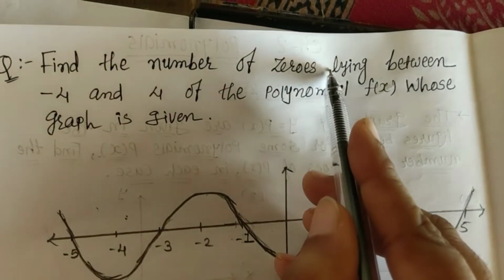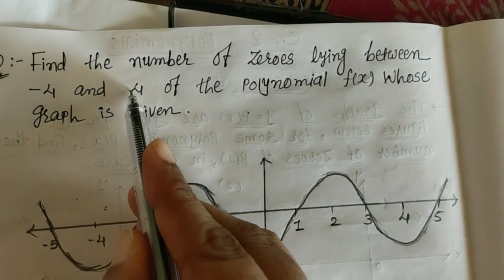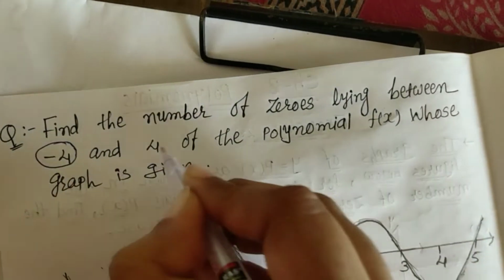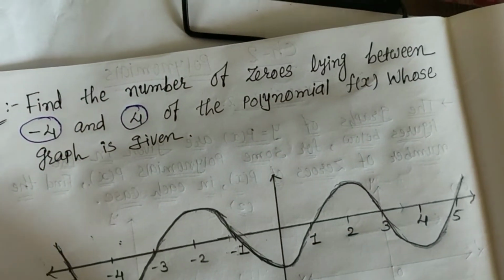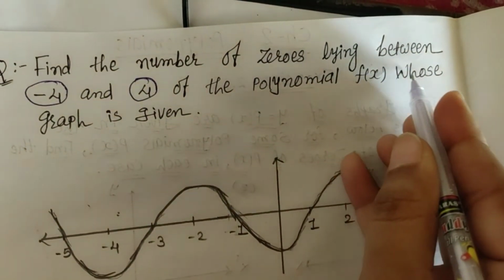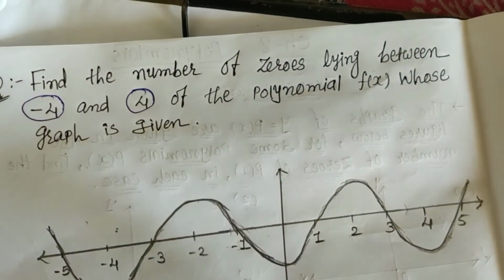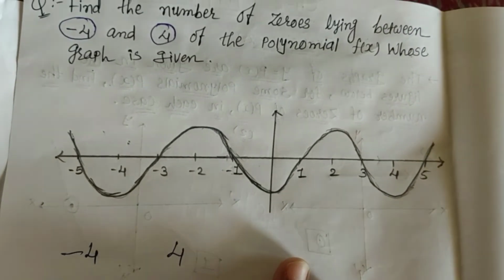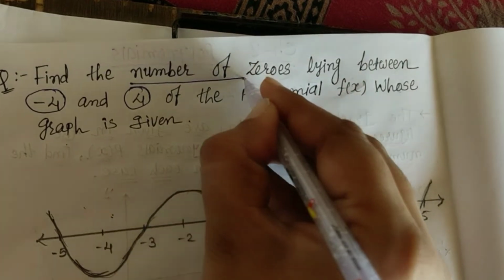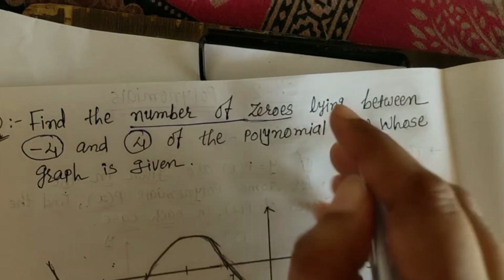Find the number of zeros lying between -4 and 4. This is our numbers -4 and 4 that we have to remember. -4 and 4 of the polynomial f(x) whose graph is given. Graph is already given in question. Let's see the graph. Okay, what we have to find is the number of zeros. We have to find over here number of zeros lying between.